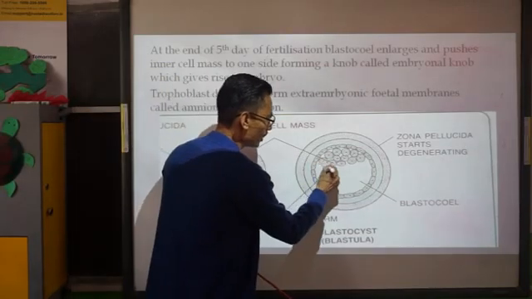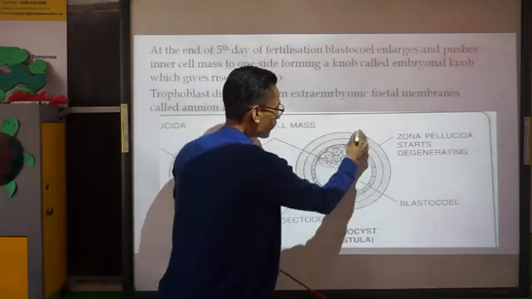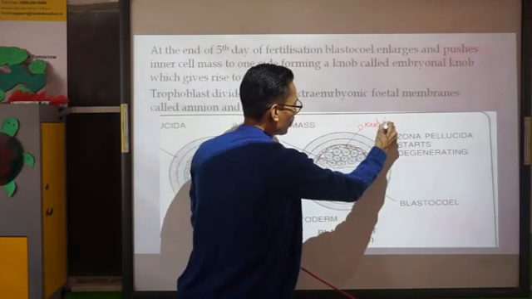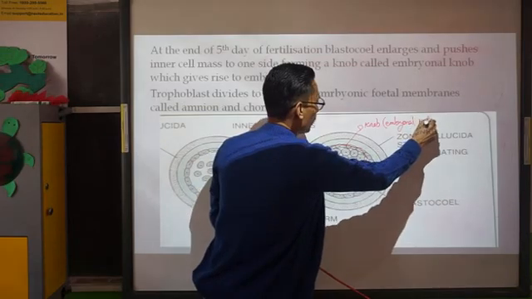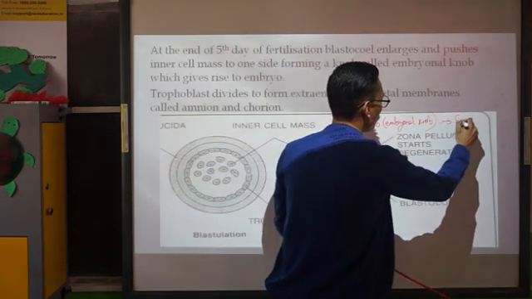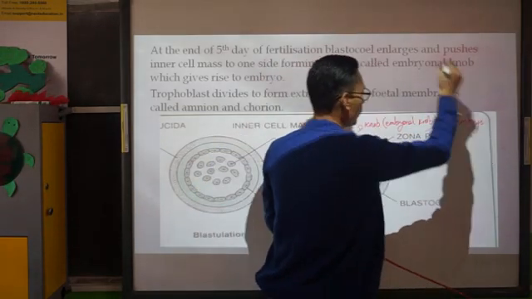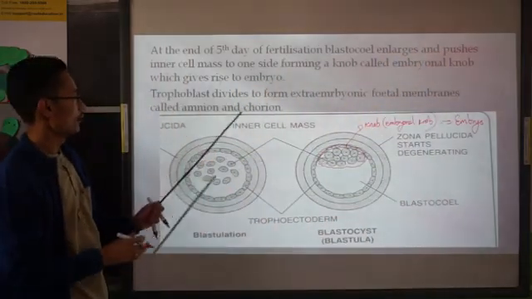So we can see over here, this one is called the embryonal knob, and this embryonal knob will give rise to the embryo. Clear?